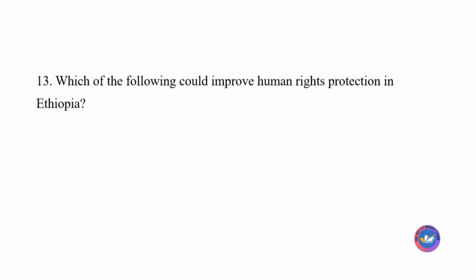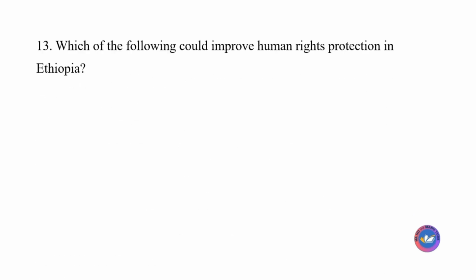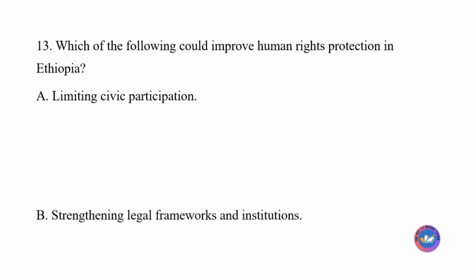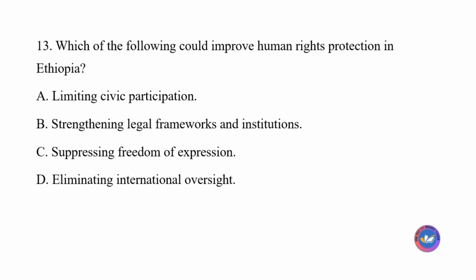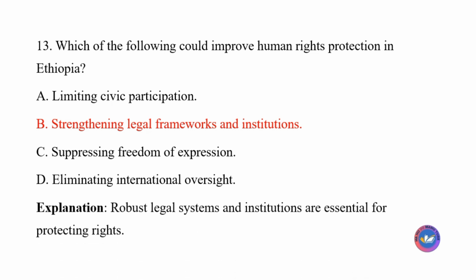Question number 13. Which of the following could improve human rights protection in Ethiopia? A. Limiting civic participation. B. Strengthening legal frameworks and institutions. C. Suppressing freedom of expression. D. Eliminating international oversight. The answer is strengthening legal frameworks and institutions. Robust legal systems and institutions are essential for protecting rights.